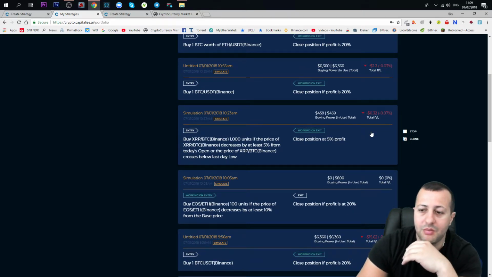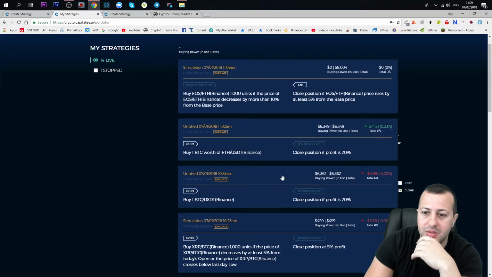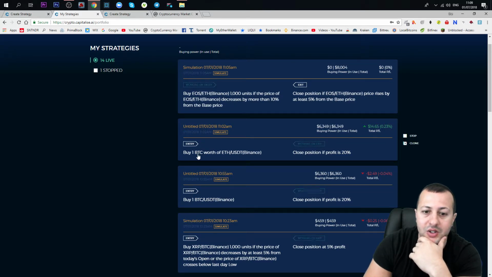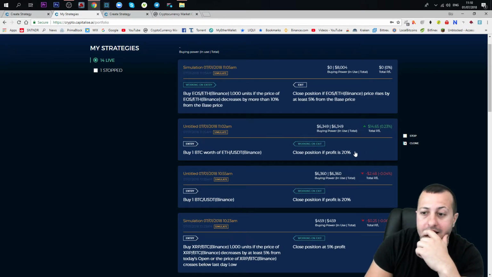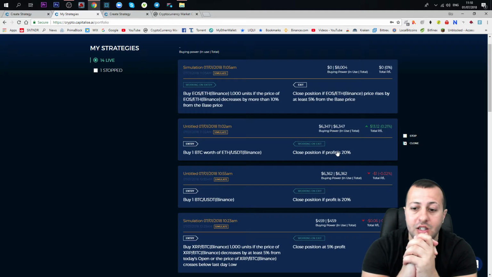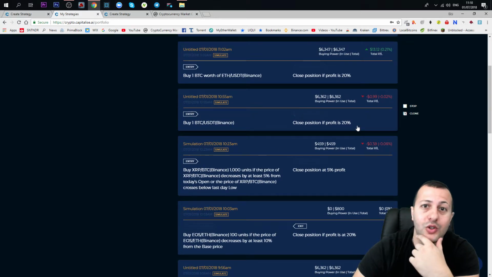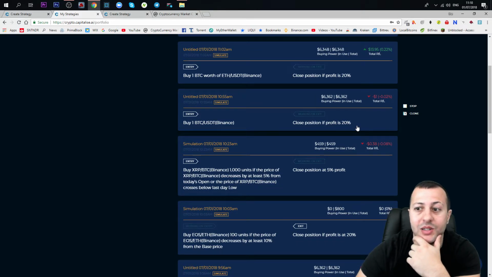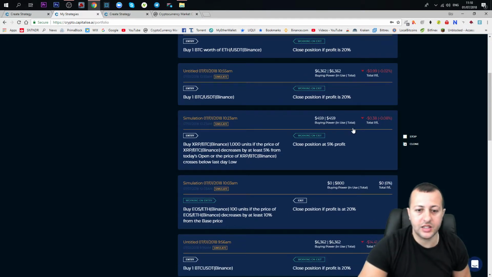So if my mouse actually worked. As you can see, I have some working on an exit. So these ones were executed. The entry point was executed, and I'm just waiting for the exit to happen, which is basically when the strategy meets my condition, close position at 20% profit. So if the market goes on a rally overnight and I'm asleep, this is going to execute the order and I'll make my money.